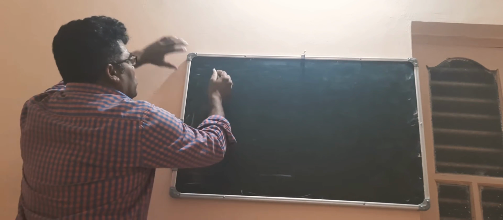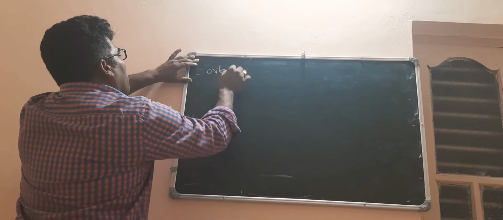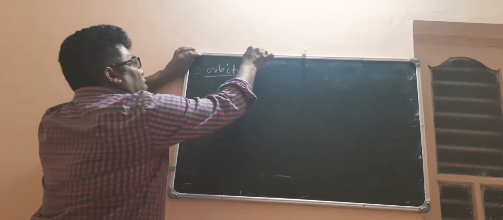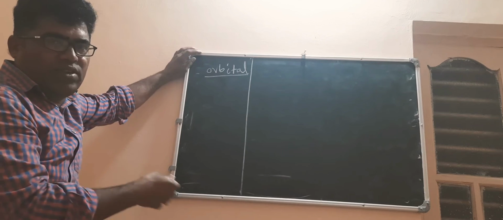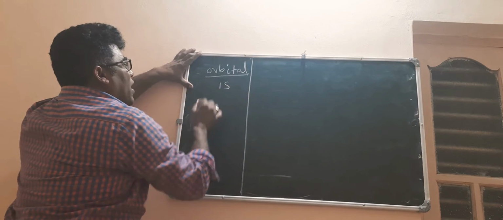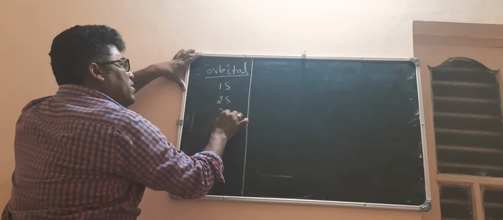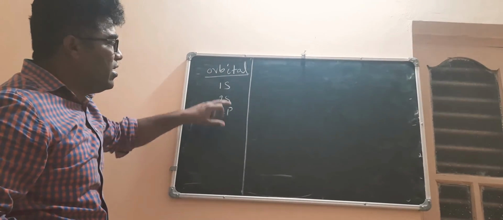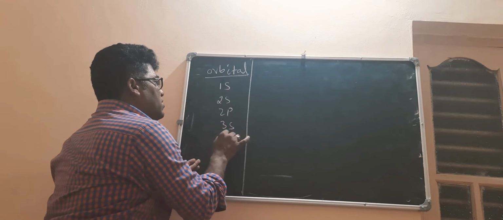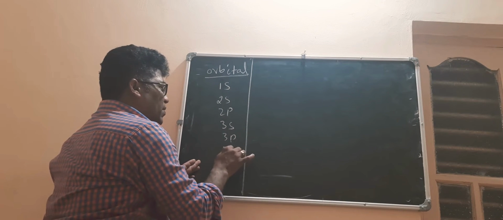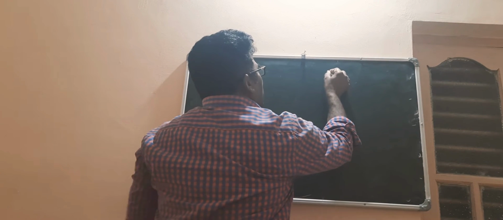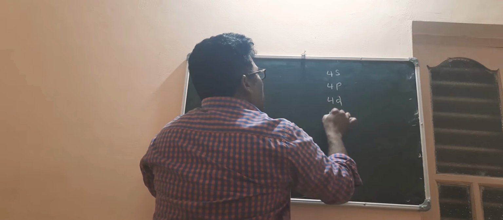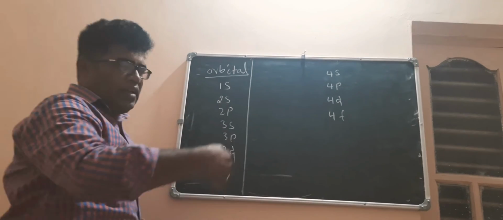Suppose orbital. You know very well, in the first shell, only S is there. Previously we discussed it. In the second shell, S and P are there. The first shell or first orbit contains S. The second contains S, P. The third contains S, P, D. The fourth contains S, P, D, F, like that.